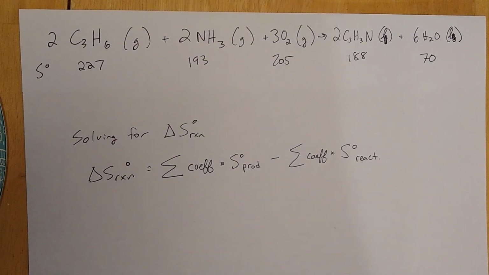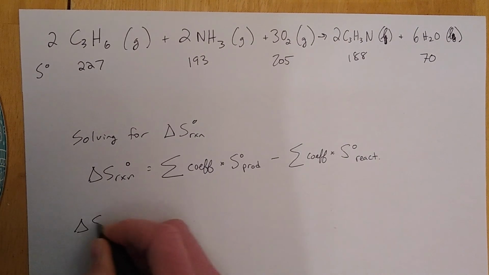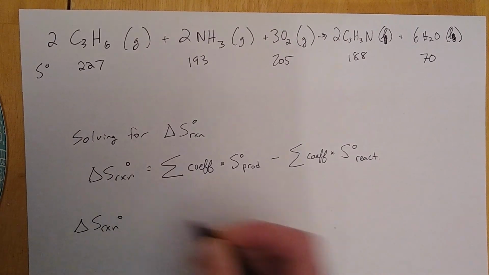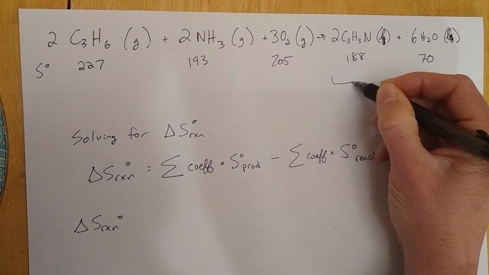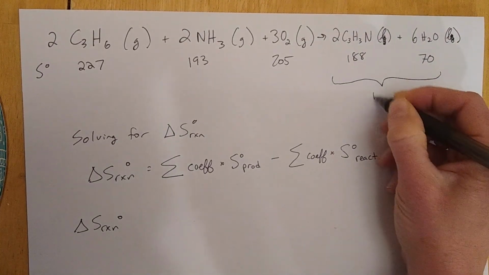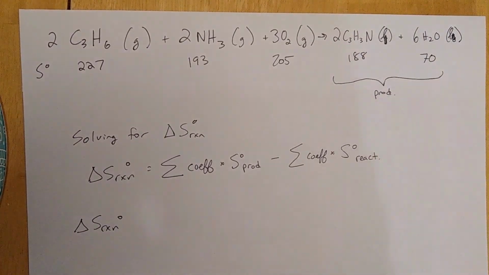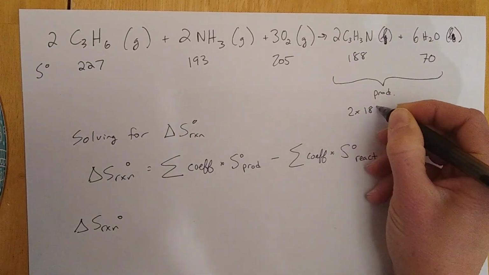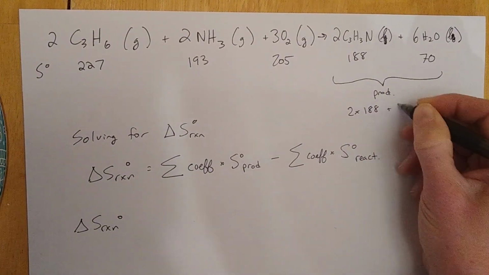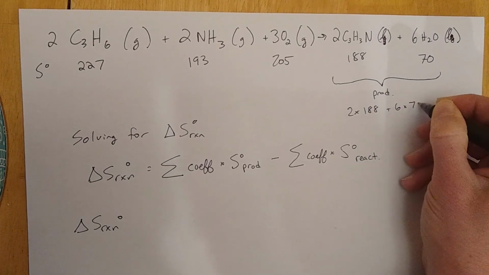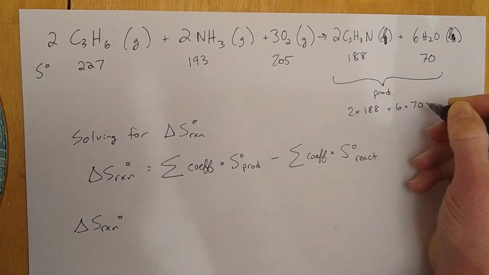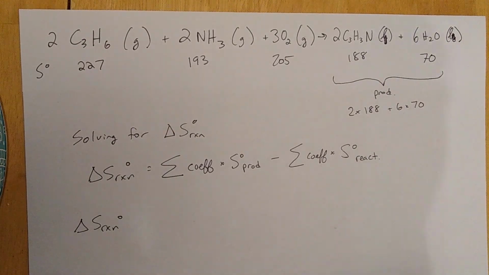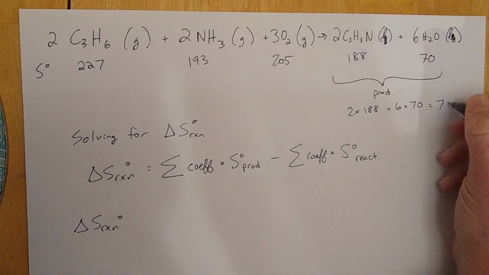So let's go ahead and do that. So for my products, these 2 guys over here, I'm going to have 2 times 188 plus 6 times 70. So that gives me a total of 769.